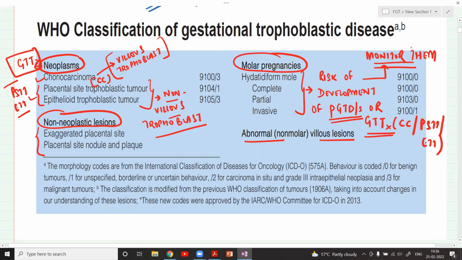Can anyone tell me how do we monitor these? How do you monitor a molar pregnancy? Yes, it is an MBBS question. Beta HCG. Very good. We do the beta HCG monitoring. Now let us move ahead.